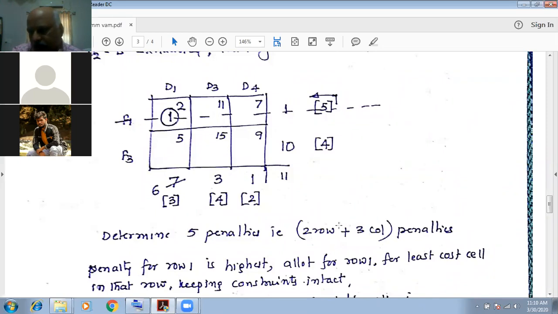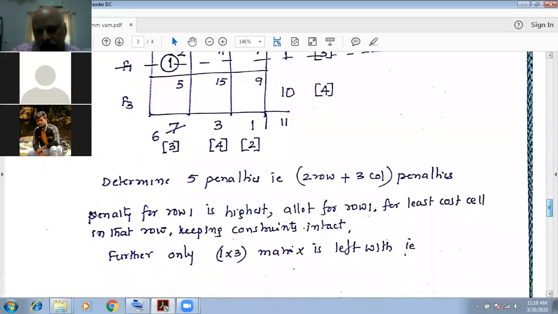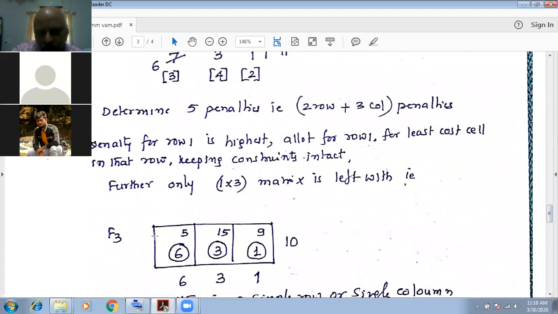Somebody was asking me this question yesterday. This answer is valid for all. Whenever you are left with either a single row or a single column, you need not calculate the penalties or worry about the allotment method. You have to go with the least cost, because our objective is to find the least transportation cost.